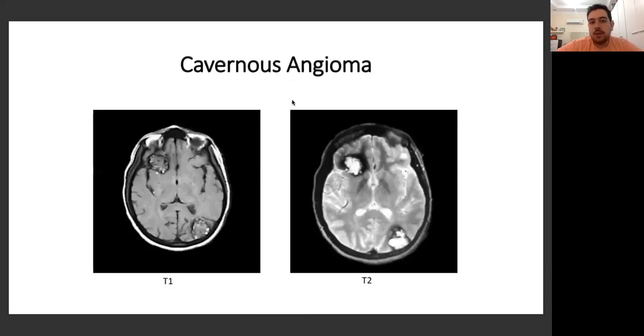And this is another type of AV malformation. It's what we call the cavernous angiomas. This is just like a venous malformation this time.